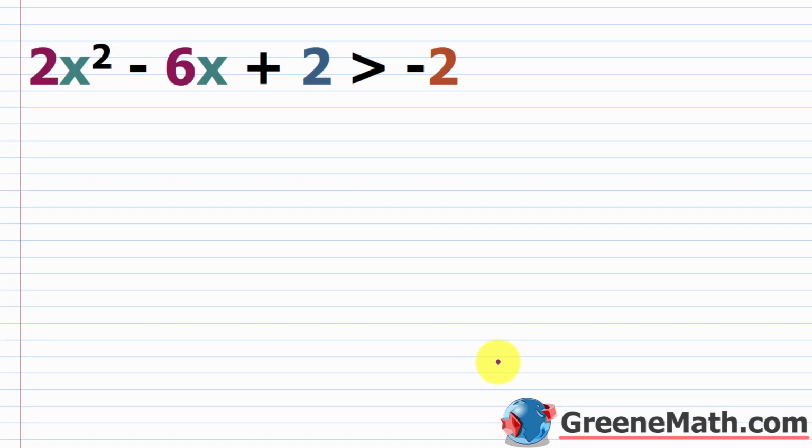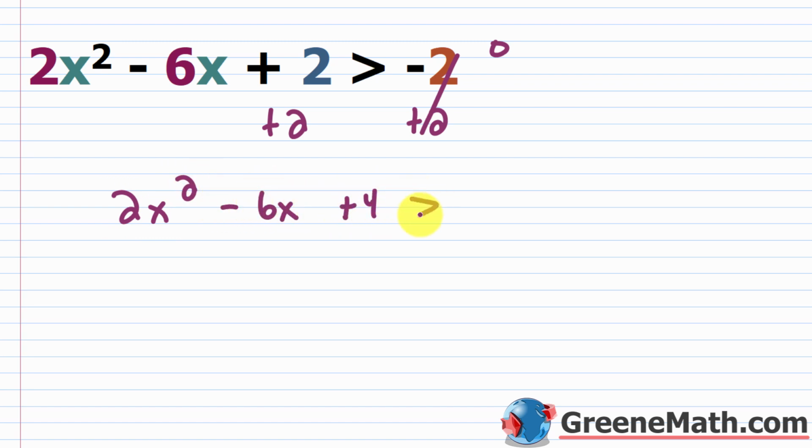So the first thing I'm going to do is actually make the right-hand side of this inequality 0. So to do that, I'm just going to add 2 to both sides of the inequality, cancel this away and put 0 here. So we'll have 2x squared minus 6x, then plus 4, and this is greater than 0.